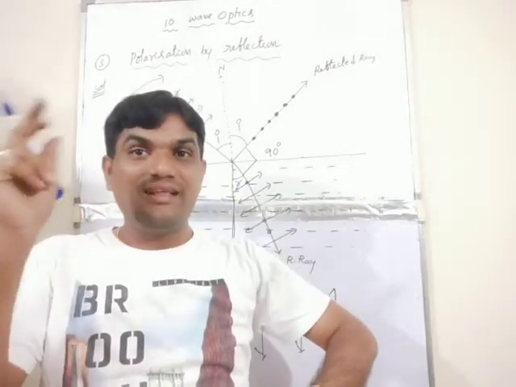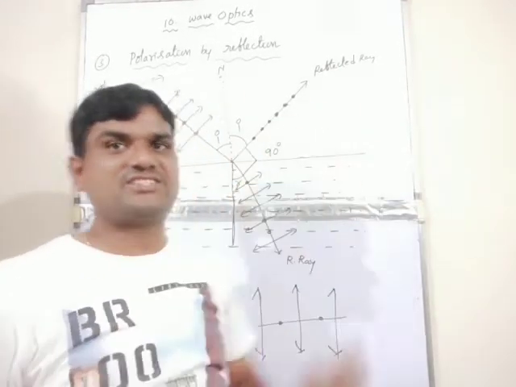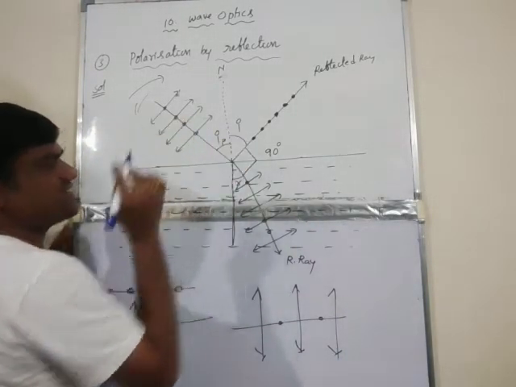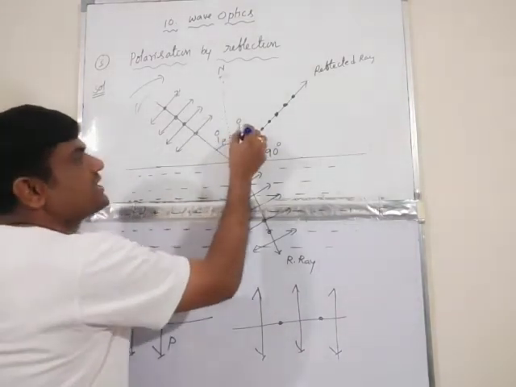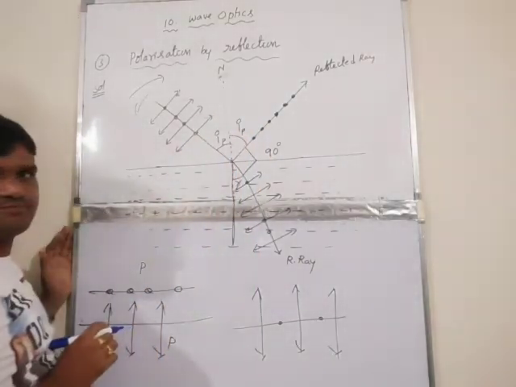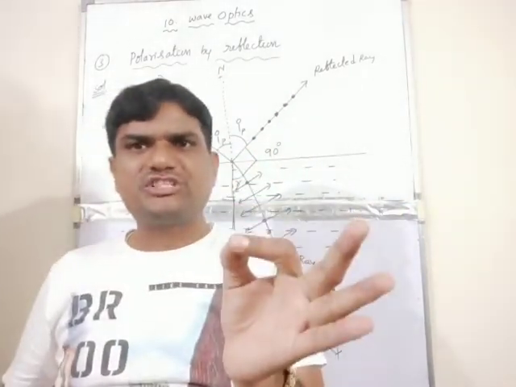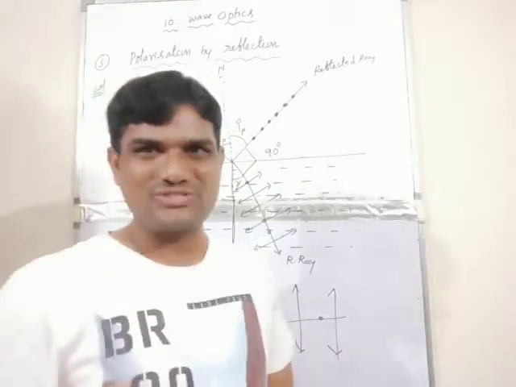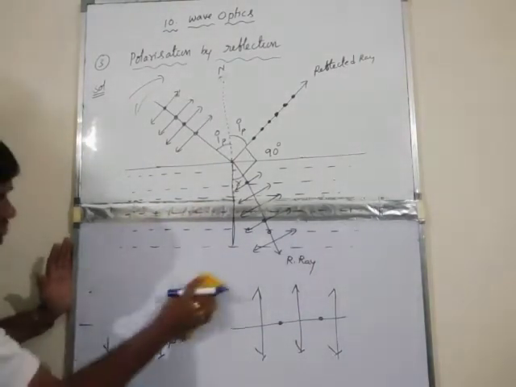In that particular situation, the angle of incidence is called the polarizing angle. Angle of incidence IP, meaning angle of reflection also IP. What is the meaning of IP? Polarizing angle or Brewster angle. This experiment was given by the scientist Brewster only, so we call it the Brewster angle.